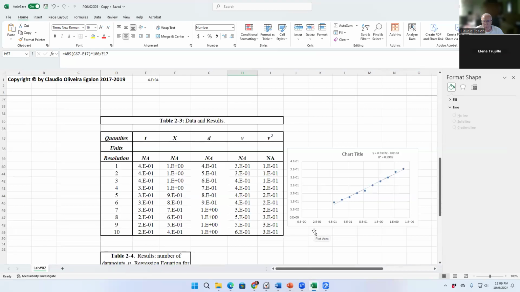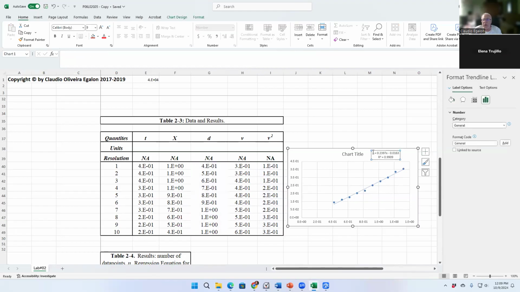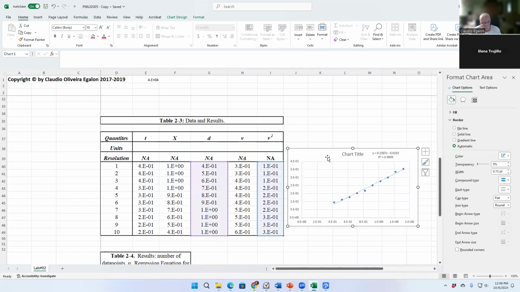I want to get the formula, the equation. Which equation for what? For the chart? I already got... Okay. This equation here, the regression equation, right? Yes. Okay, so let's do it from scratch.